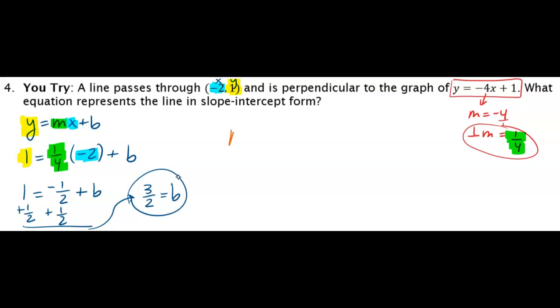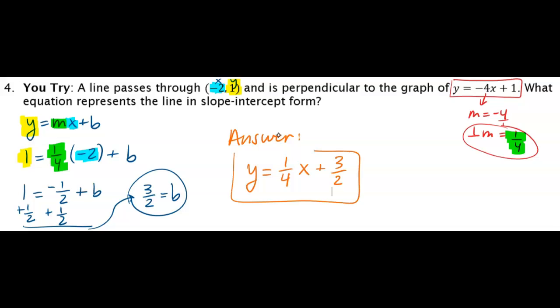So the final answer is going to be this. y equals our slope, which is 1/4 x, plus our y-intercept, which is 3 over 2. So this line is perpendicular to the one that has a red box around it, and it goes through the point -2, 1.